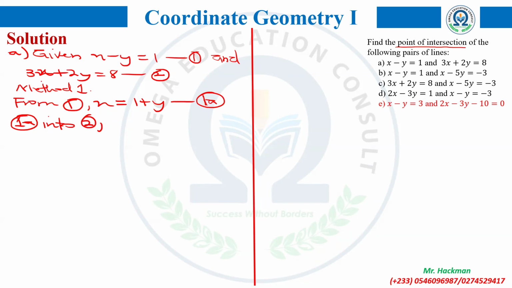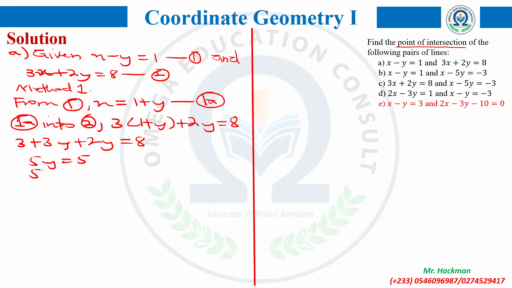Whenever I see x here, it is 1 plus y. So it will be 3 into 1 plus y, then plus 2y is equal to 8. So now we expand. You get 3 plus 3y plus 2y is equal to 8. So this gives us 5y is equal to 8 minus 3, which is 5. You write it again before you divide.